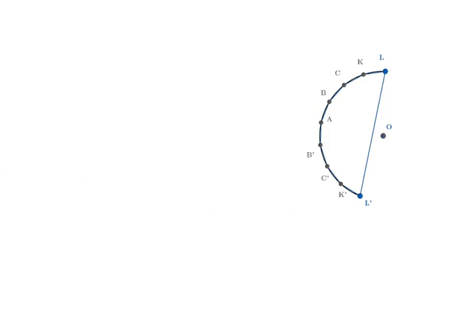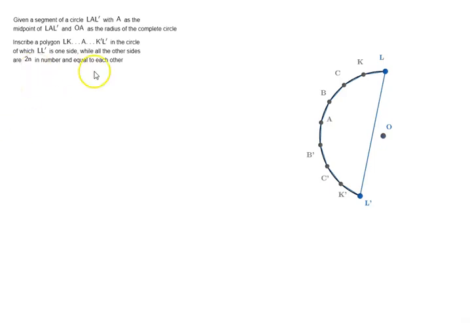So let's see what all this means. Given a segment of a circle LAL prime with A as the midpoint of LAL prime and OA as the radius of the complete circle. Now remember, this is supposed to be less than a semicircle. Inscribe a polygon in the circle of which LL prime is one side while all the other sides are 2n in number and equal to each other. AO be the radius of the complete circle.